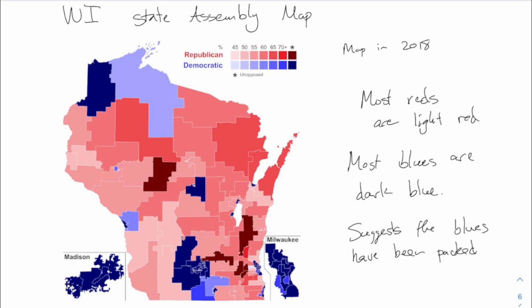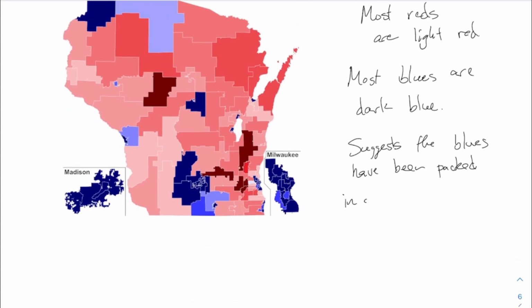If you are packing the blues into their own districts, the reason you do that is so that there aren't enough blues in the rest of the districts to win any of them. All right? So this suggests the blues have been packed in order for the reds to win more. And this is the kind of thing that is supposed to be measured by the efficiency gap.